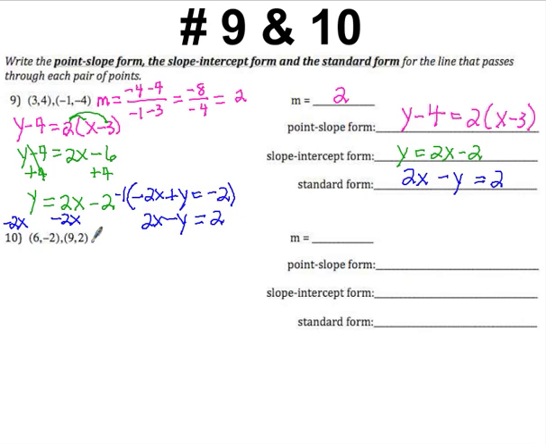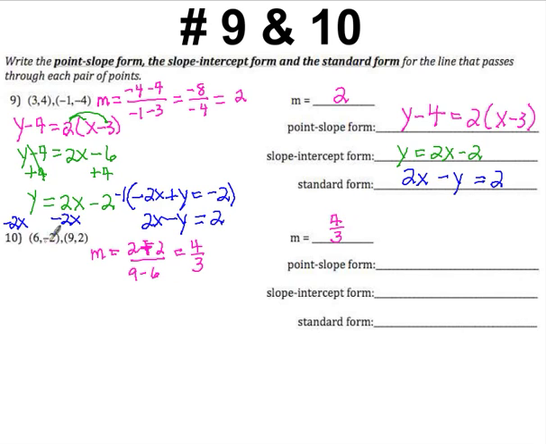So now let's go to number 10. We're going to do the same thing. Let's start by finding slope. So I get 2 minus a -2 over 9 minus 6. 2 minus a -2, that becomes a nice plus. So I get 4/3. Okay, so my slope is 4/3.